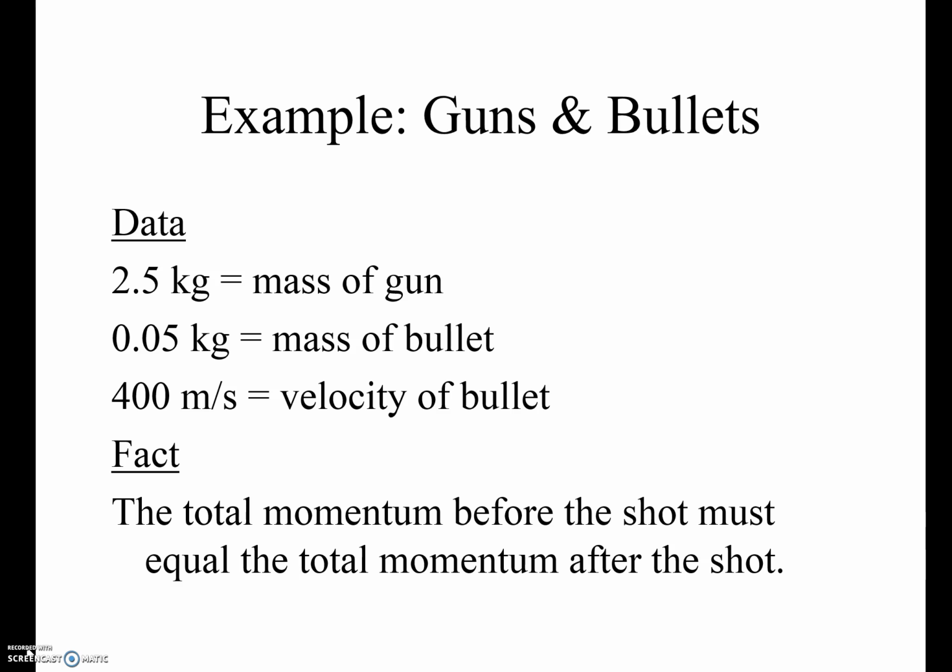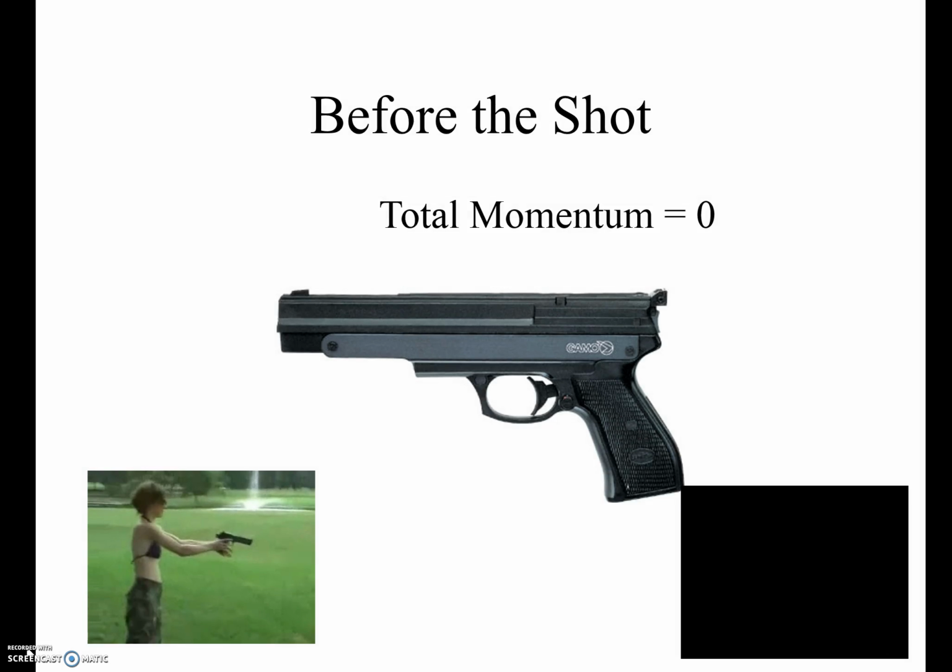Now, some information that we know. Because of the law of conservation of momentum, we know that the total momentum before the shot must be equal to the total momentum after the shot. So let's talk about before the bullet is shot from the gun. Well, the total momentum would be 0 because we have no motion. So now let's talk about after the bullet is shot from the gun. Again, the total momentum has to equal 0 because of the law of conservation of momentum.